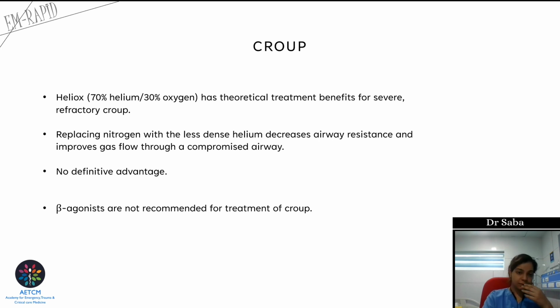All the other things have been tried, but they've not proven to show any major benefits. Like Heliox, which is nothing but 70% helium and 30% oxygen. Theoretically, it is known to treat severe refractory croup, but there are not many studies or trials that have been performed in the past that back this statement. Then there's no definitive advantage, and like I mentioned, beta agonists are not recommended for the treatment of croup, nor is it recommended for the treatment of bronchiolitis.